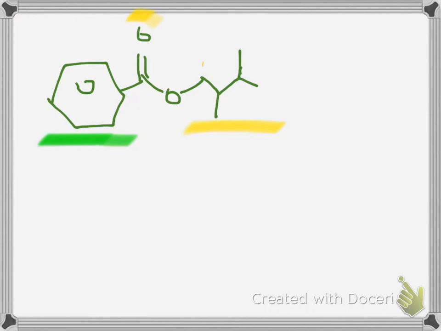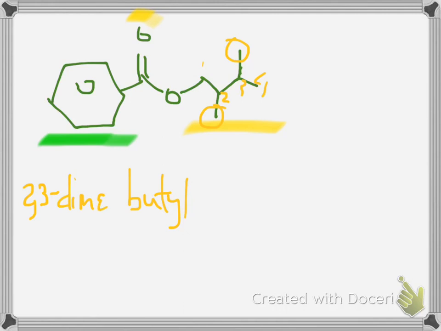So we have 1, 2, 3, 4 carbons. So that means it's butyl. But now we also have things hanging off. We've got a methyl group here and a methyl group there. So this would become 2,3-dimethylbutyl.